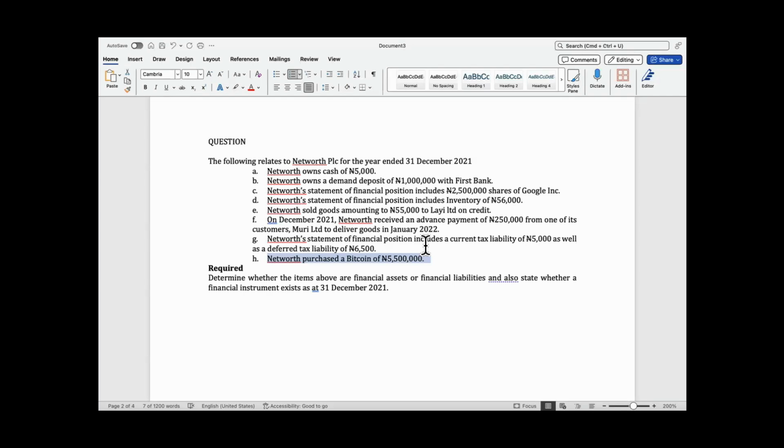Bitcoin is not cash. I mean, some people will argue that, no, it is cash now. We can use it to buy something. Yes, but according to IAS 7, cash is a medium of exchange that is generally acceptable. Bitcoin is not generally acceptable. And IAS 7 went further to say that anything called cash must have an insignificant risk of changes in value. It's not something that would fluctuate heavily like Bitcoin.